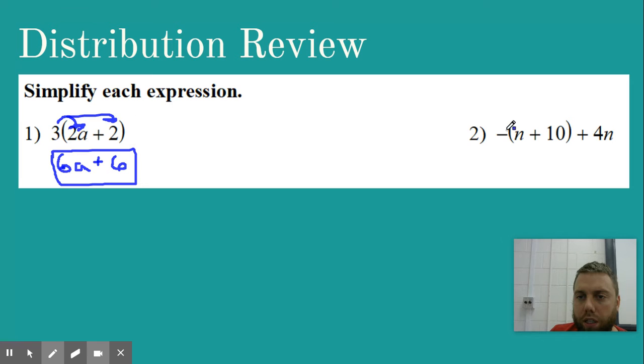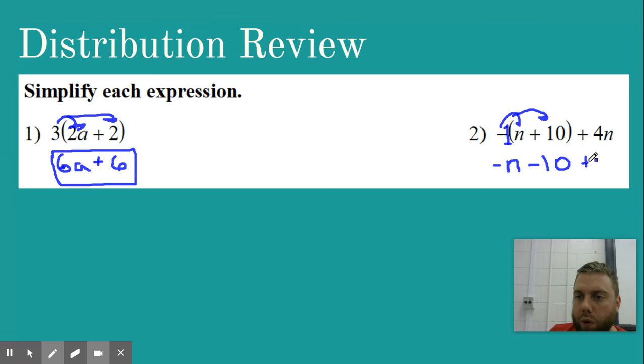This one is a tricky one. Because we don't really see a number here, it's just a negative. We need to pretend that it's -1, okay? And we're going to multiply that -1. -1 times n is just -1n, or simpler is just -n, okay? And then -1 times +10 is -10.